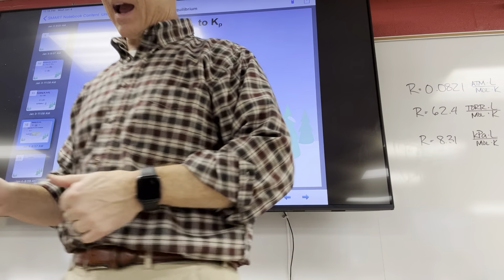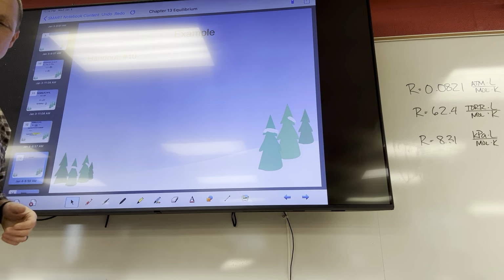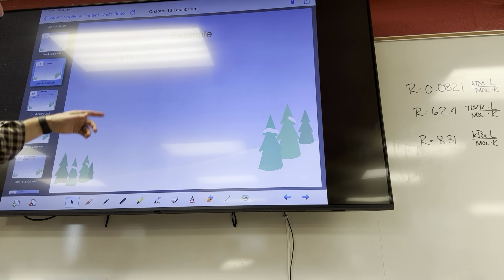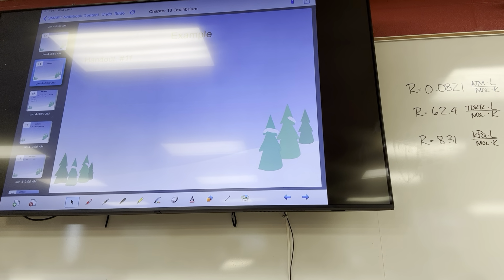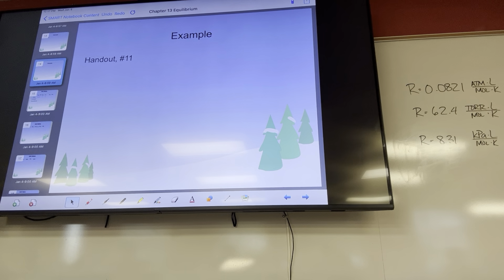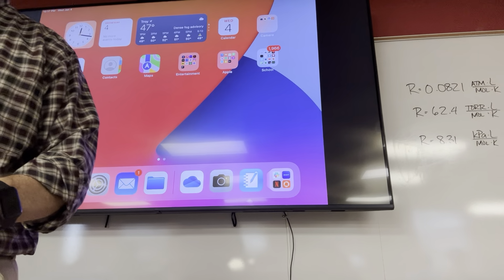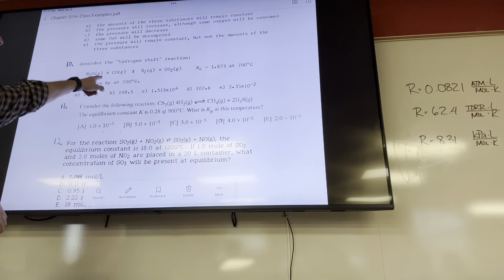Let's go now to number 10 and number 11. So the next example we'll do is number 10, and then the next one is number 11. We'll just stay there on that example doc. Okay, so number 10 is right here.